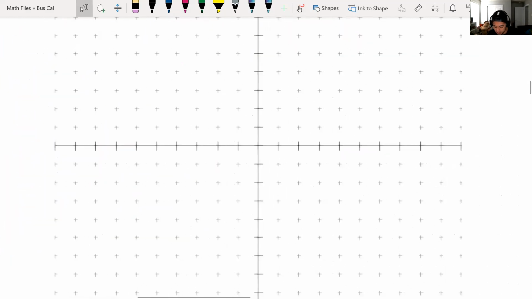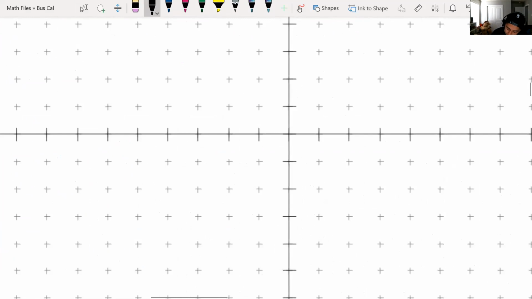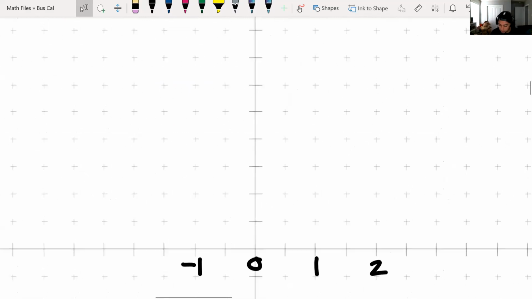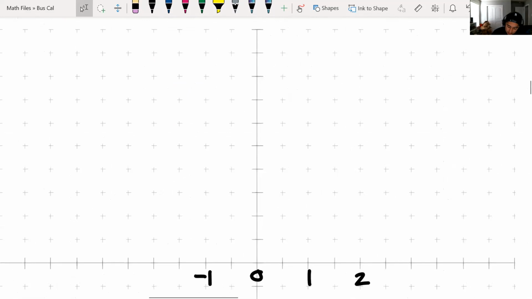Let me zoom in as much as I can. There we go. So this will be -1, 0, 1, 2. And I think the highest it said I went to was 10. So if I made these appropriate, well, I'll just go by 2s. So right here, 2, 4, 6, 8, 10. Beautiful.